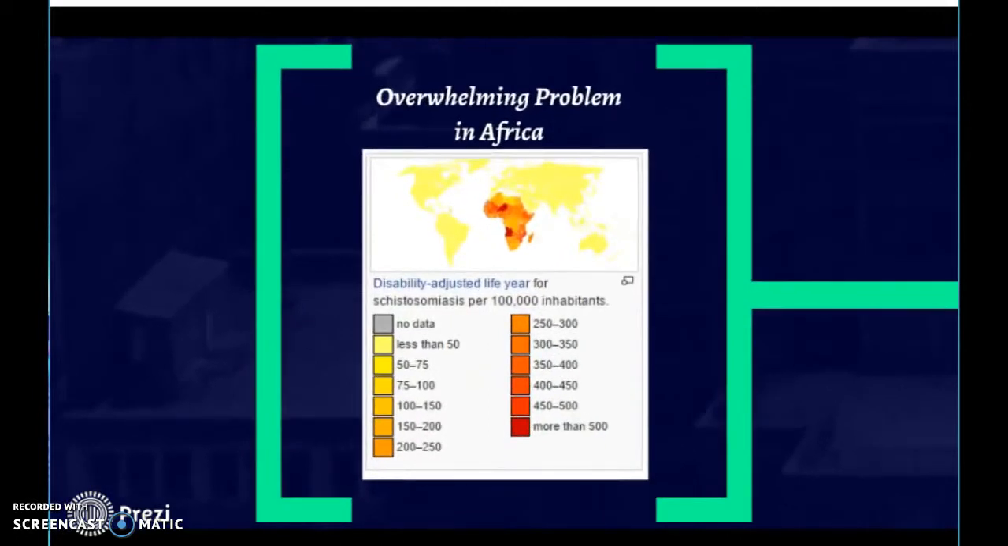Schistosomiasis affects over 200 million people in the world today. The World Health Organization estimates that it causes at least 200,000 deaths each year. The morbidity rate is much higher.